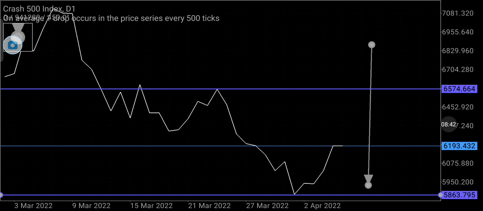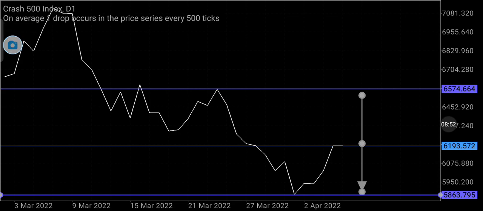Now, this is a daily time frame. Sometimes you should know that you can calculate the momentum of the market movement by how you see the drops coming in. Frequent drops should tell you that there are volumes applied.